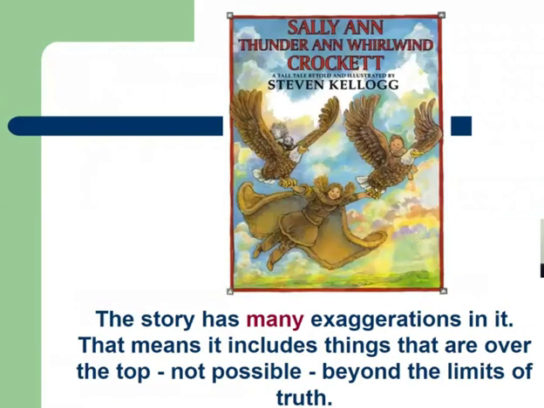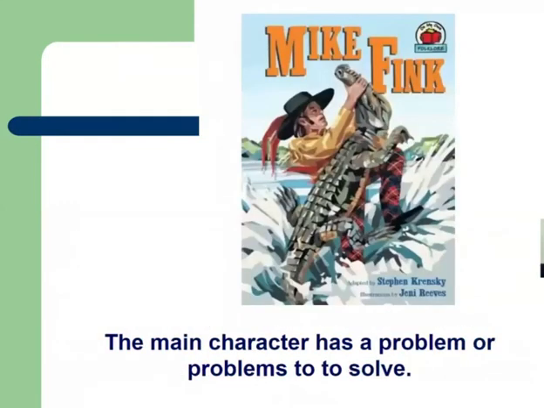Another main thing that all of them have are tons of exaggerations in them. It means things that are over the top, not even possible. They're even beyond the limits of truth. So look for those things in these tall tales. What are things that are happening in these stories that just could not happen in real life?